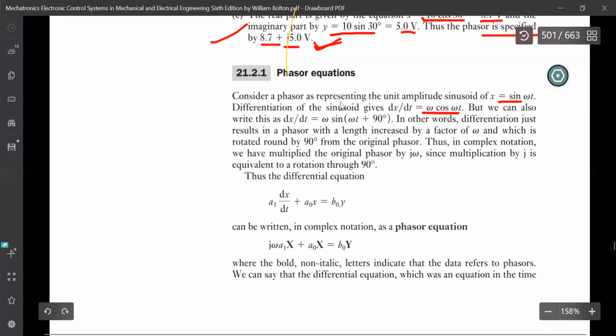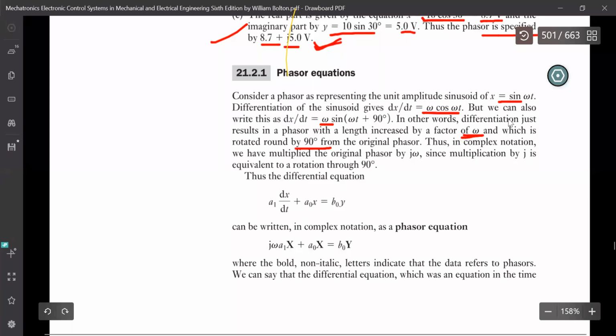Consider a phasor as representing the unit sinusoidal of x is equal to sine omega t. Differentiating the sinusoidal gives dx by dt as omega cos omega t. But we can also write dx by dt as omega sine omega t plus 90 degrees. Differentiation is going to give you cos, and cos can be written as sine omega t plus 90 degrees. In other words, differentiation just results in a phasor with a length increased by a factor of omega, which is also rotated through 90 degrees.